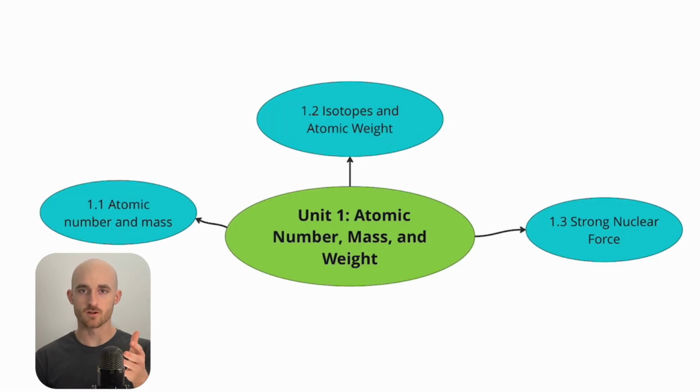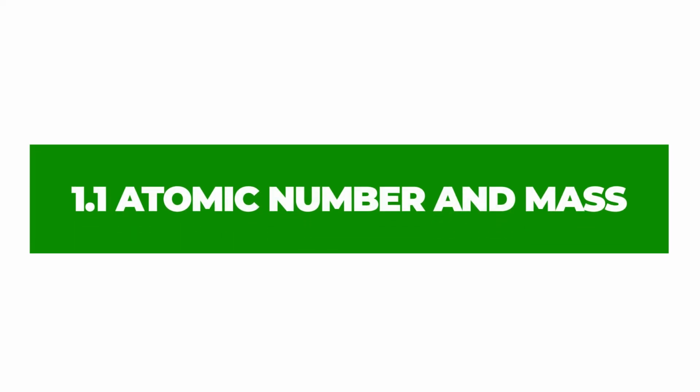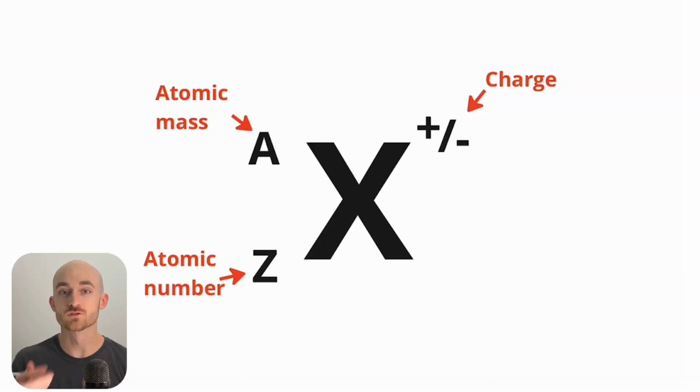Here's the list of topics that will be covered in the video, and we'll start with Unit 1.1, Atomic Number and Mass. First, let's look at how elements from the periodic table are represented. Here we have the letter that represents the element that you're working with. So for example, if you have something like carbon, that letter will be C.